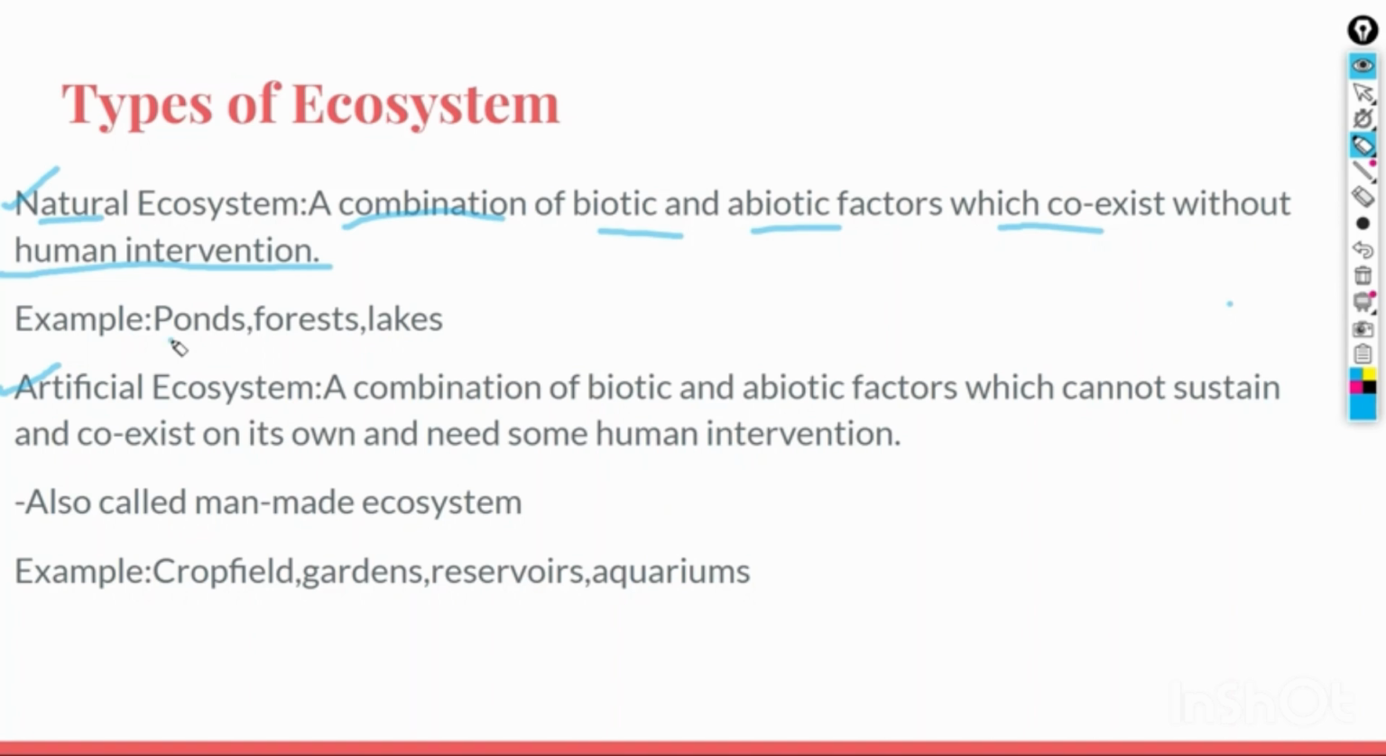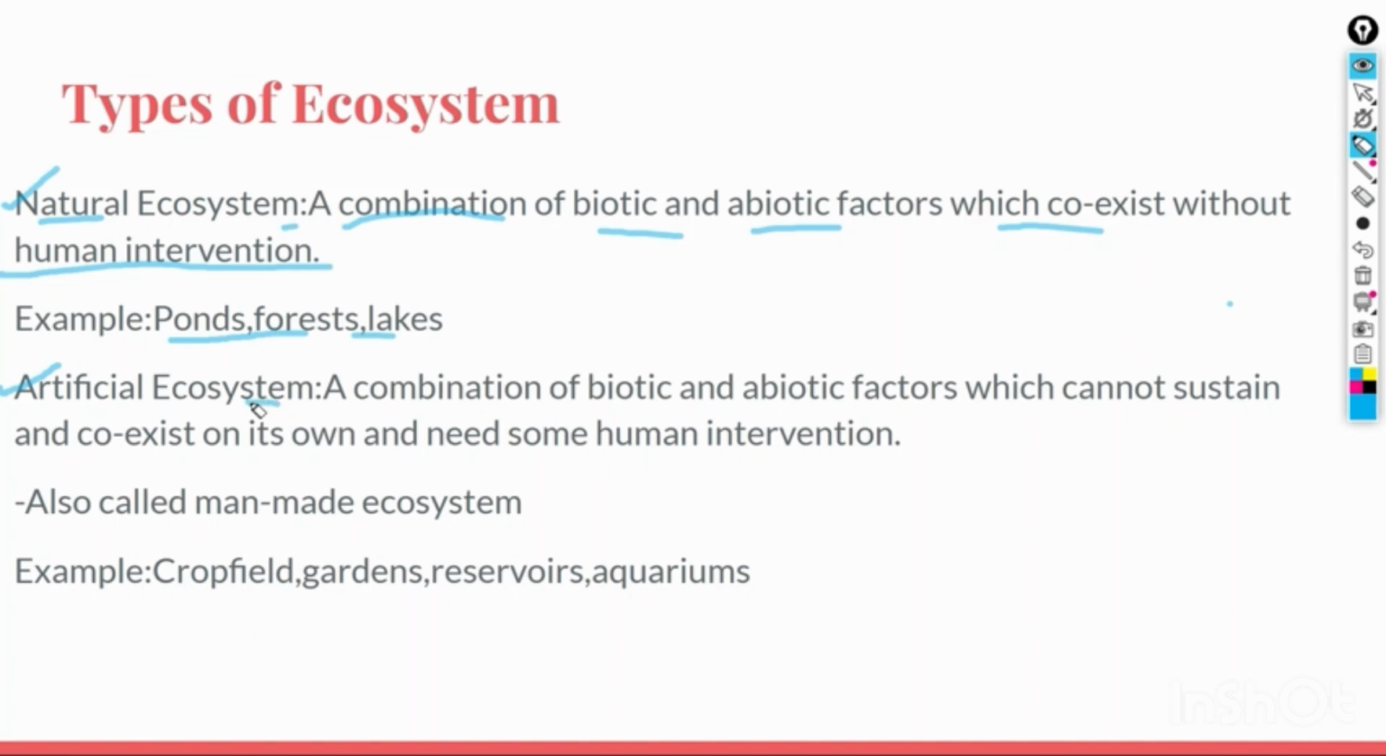For example, natural ponds and forests. If you look at a forest, it does not need human support to survive. The forest survives on its own. All the natural forests, ponds, and lakes are examples of natural ecosystems.